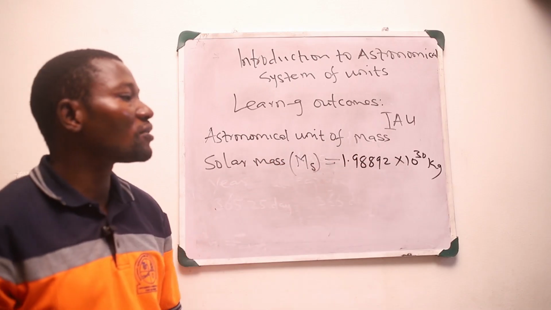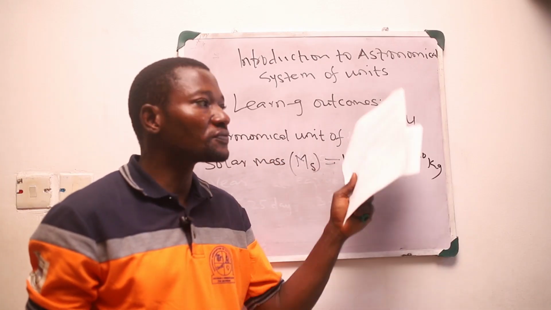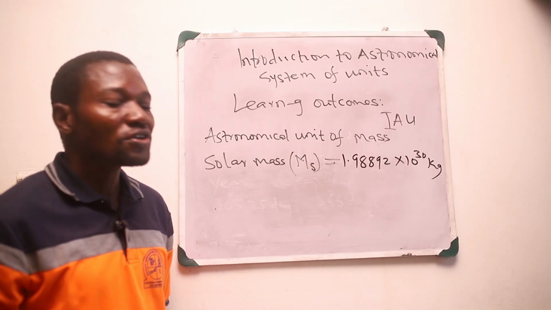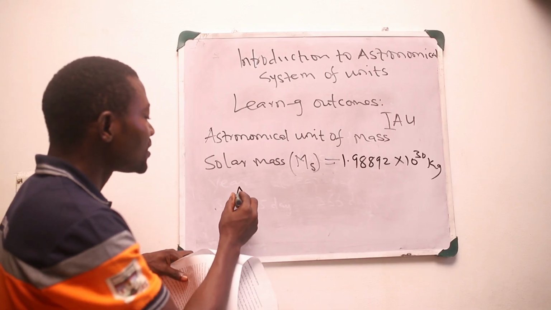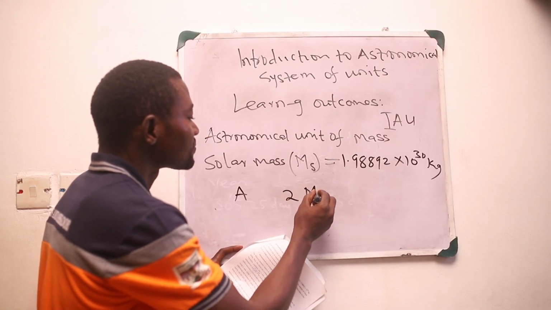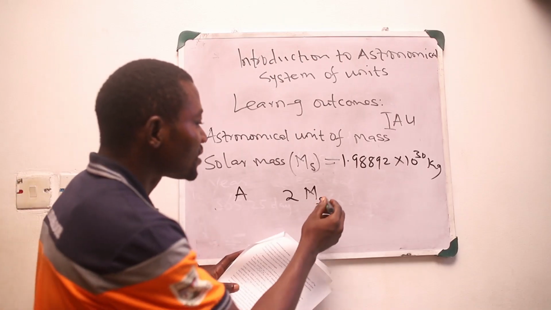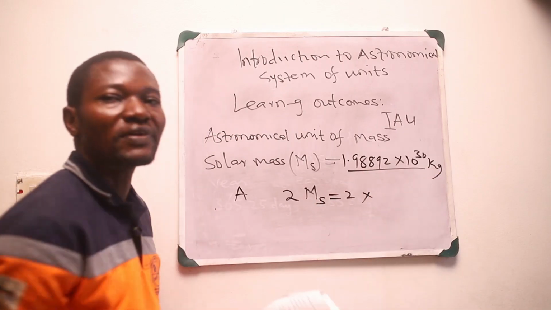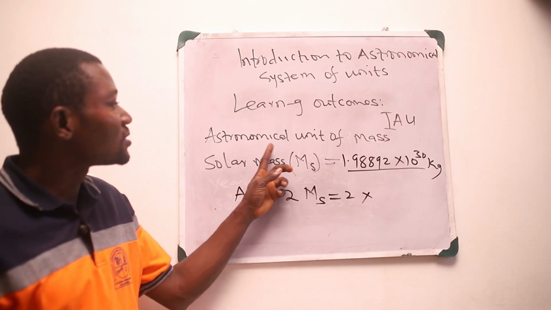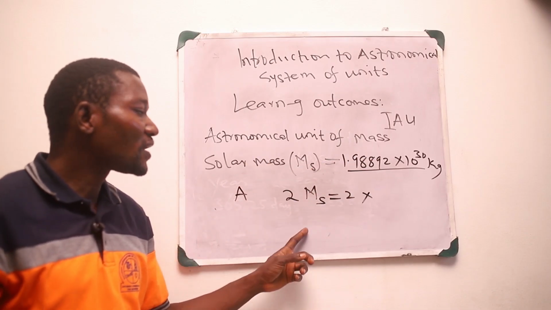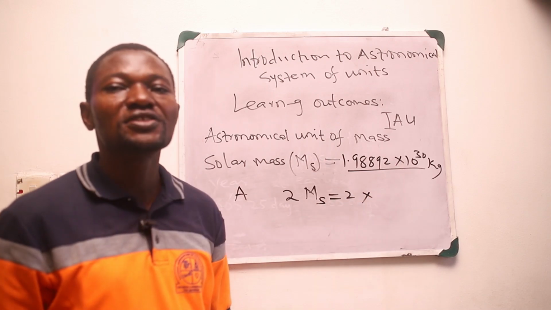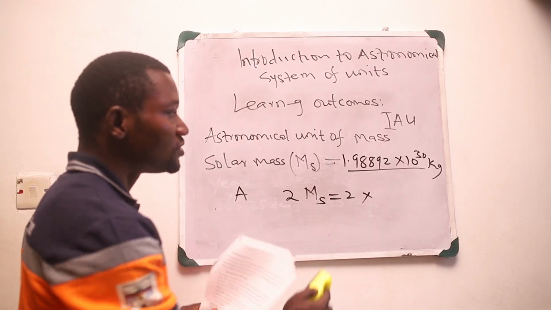So in astronomical unit of mass, we express the mass of celestial objects in terms of solar mass, such that one can represent the mass of, let's say, a star to be 2 solar mass. So by this, we are saying that the mass is 2 times this value. So in astronomical unit of mass, you have 1 solar mass, 0.5 solar mass. Through that, we have good representation of the mass of objects in space.